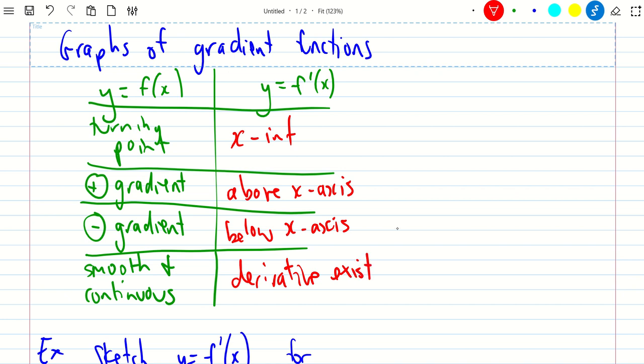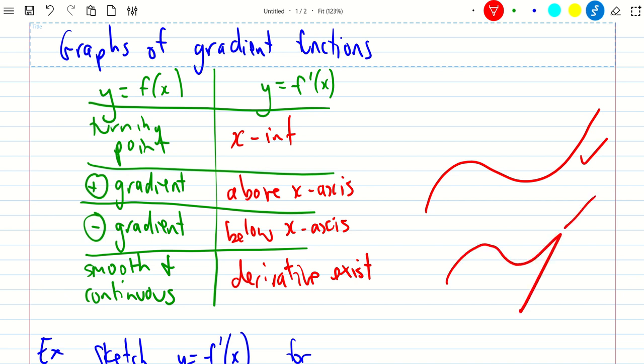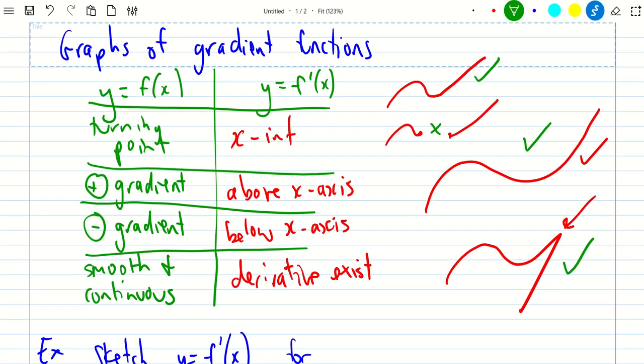If it's a beautiful smooth curve, that's good. But if it has a pointy bit like that, then the derivative does not exist. That's smooth. That is not smooth. And if it's like this, that's continuous. But if it has a break in it and a stop in it and it comes out there, that is not continuous. And so that's where the derivative won't exist. Hopefully that makes sense. I'll see you in the next video.